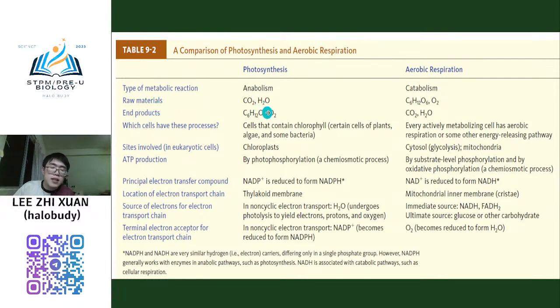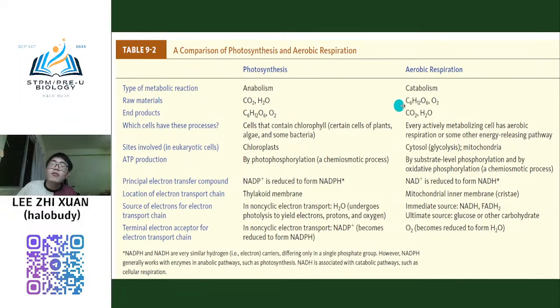for photosynthesis, carbon dioxide and water are a must. You must have carbon dioxide and water. If you don't have these, there will be no photosynthesis. This is the raw material. Light energy is not a raw material. Light is the energy source only.